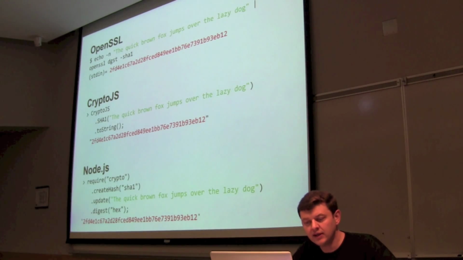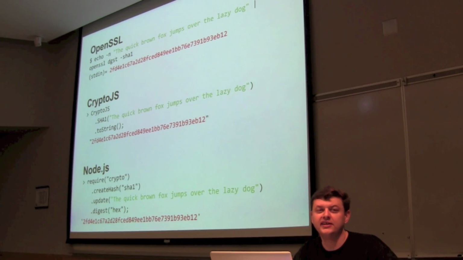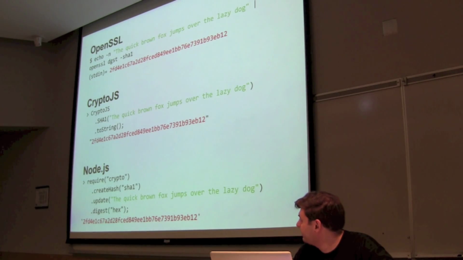In CryptoJS, they also have a SHA-1 function. So you take the CryptoJS object, you call .sha1 on it, you pass in the same string, and then you do toString on it and it outputs a hex value. And you can see there, yep, it's the same value.